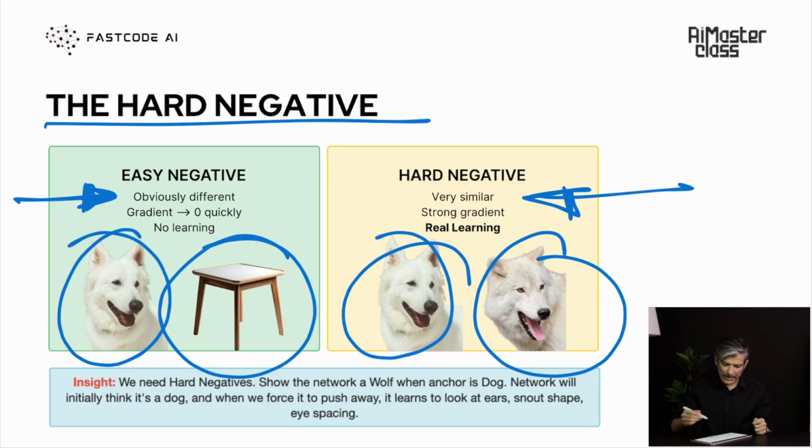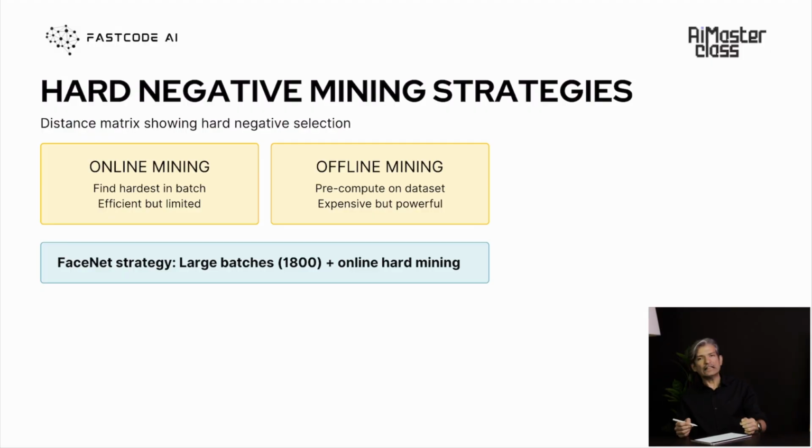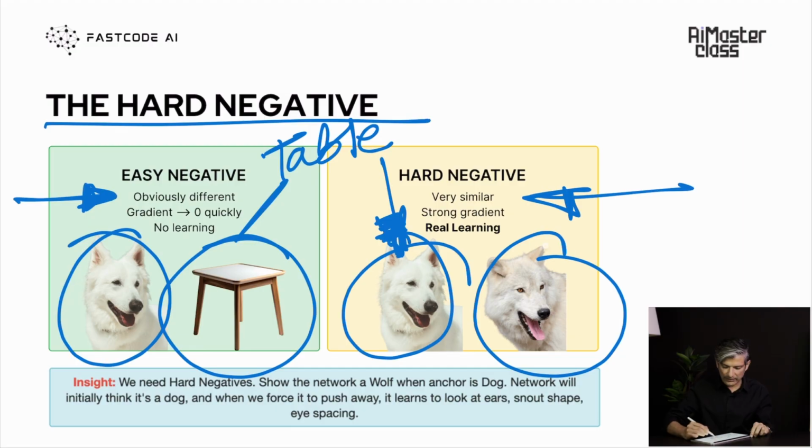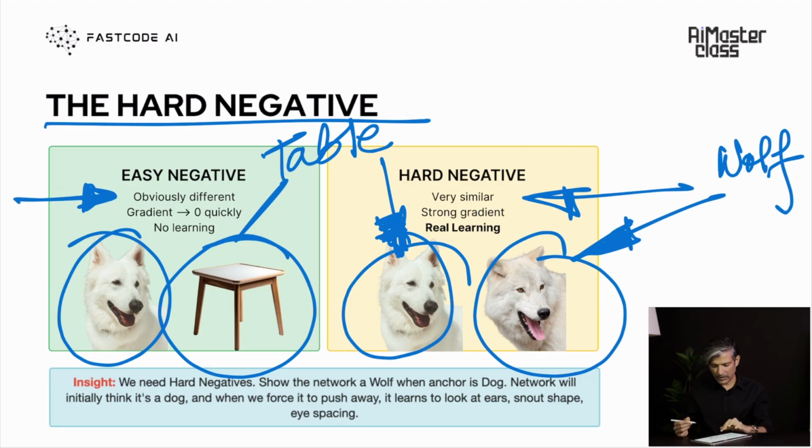So we need hard negatives, and we show the network a wolf. When the anchor is a dog, the network will initially think it's a dog, and when we force it to push it away, it looks at the ear, snout, and eye spacing, and eventually learns that it's a wolf. There are two ways to mine these hard negatives, to mine those wolves. For this dog, I need to take my negative from a different class, but I don't want to take it from the class table. I need to find a class and an example in that class that is hard. So I will take it from the wolf class.